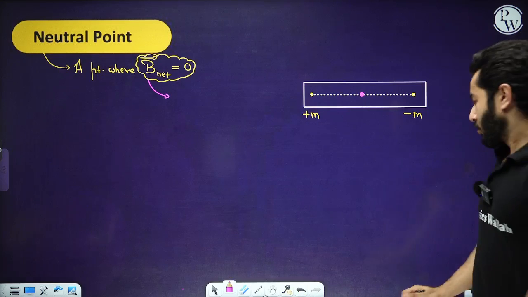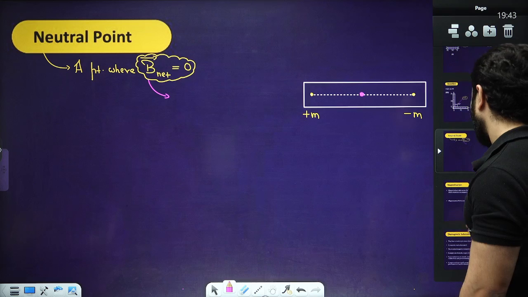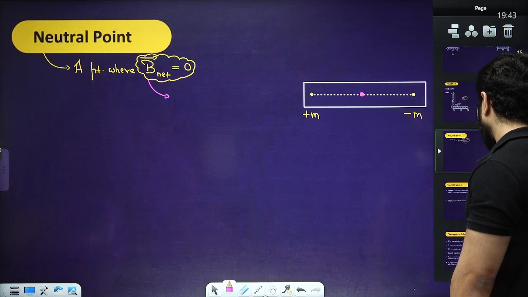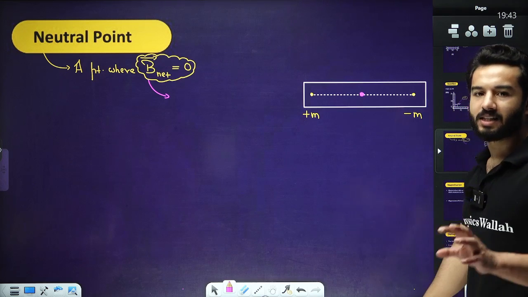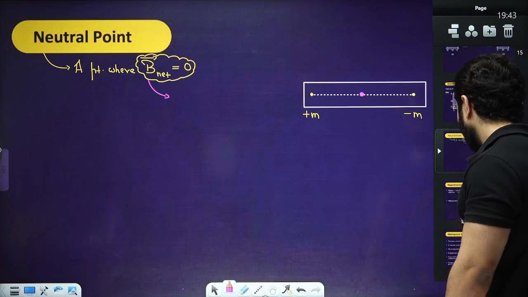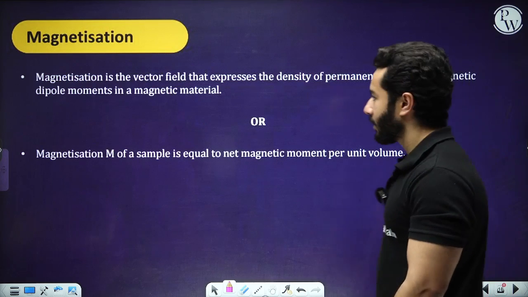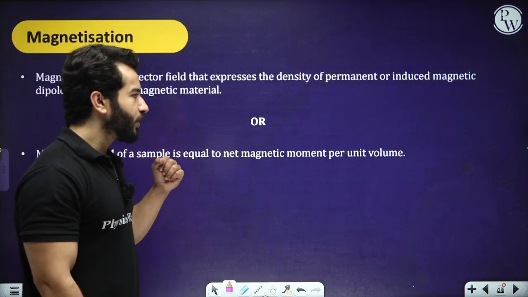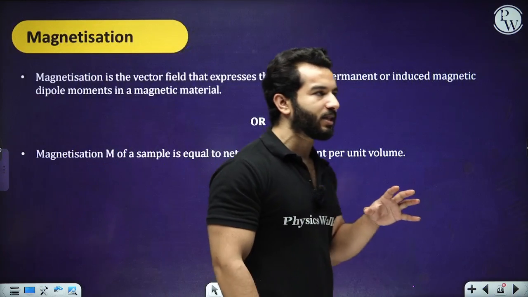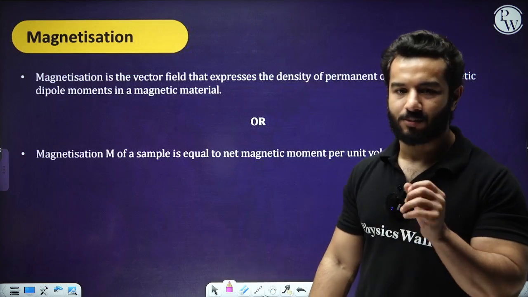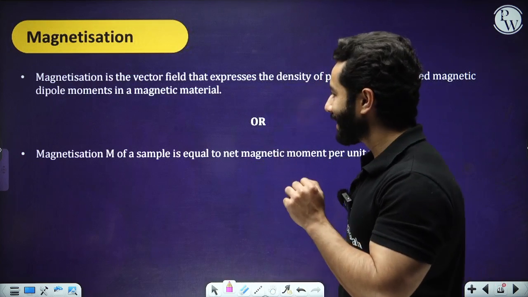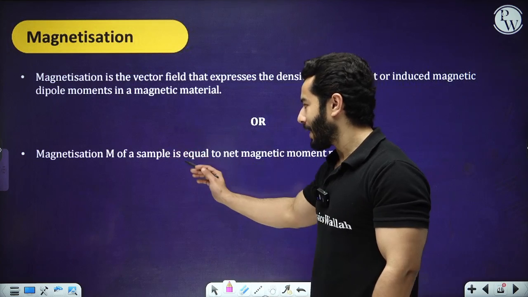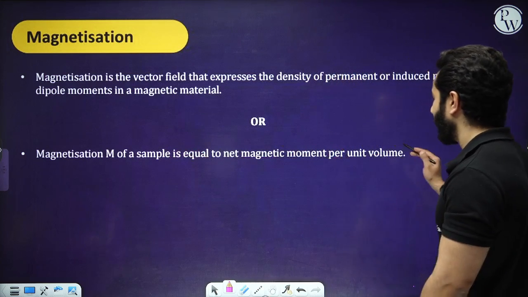All right. So after this, now let's talk about our next topic, which is about magnetic materials and their properties. And the first property that we have got over here is magnetization. Before moving to magnetization, just now we discussed in detail magnetic dipole moment. So magnetization of a sample can be defined as the net magnetic moment per unit volume.